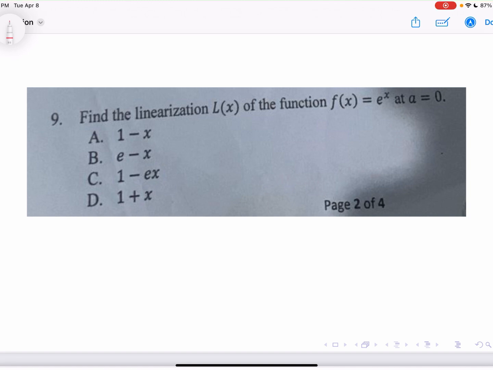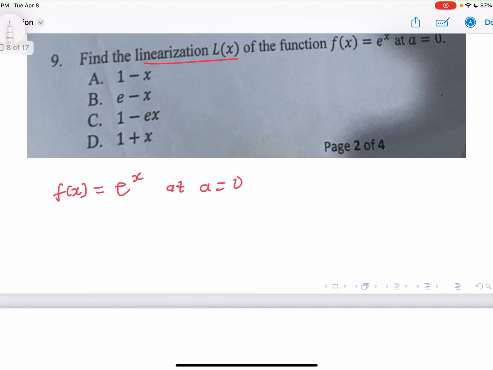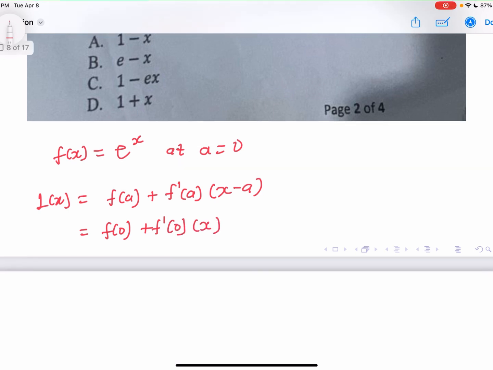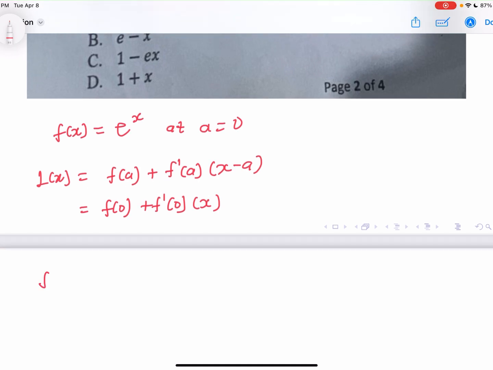So now let's try our second example. So we have to find the linearization L of x of a function f of x is equal to e^x at a is equal to 0. So we have L of x is giving us f of a plus f prime at a x minus a. So we have a at 0. So we are going to have f of 0 plus f prime at 0, then x. So now let's find f of 0. So we are going to have f of 0 to be e^0, that's 1.